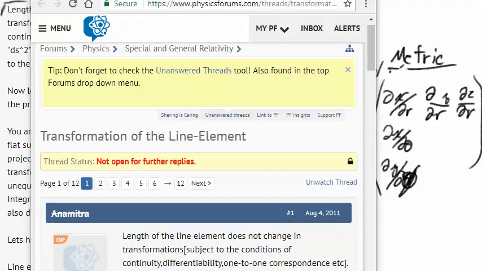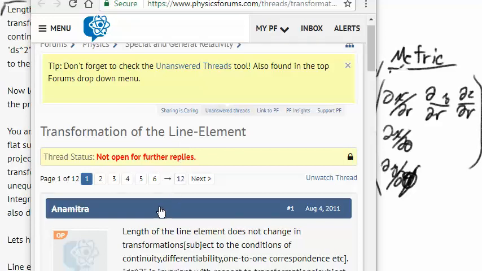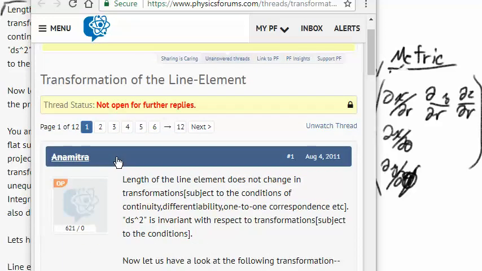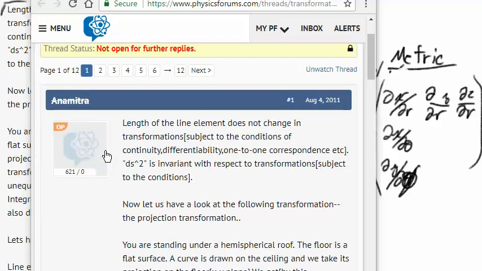I'd like to go deep into history today, digging up an old thread from Physics Forums from 2011. I'm going to investigate whether this person, Anamitra, had a good point and whether he was basically trolled to death or if he was kicked off Physics Forums by the moderator trolls.